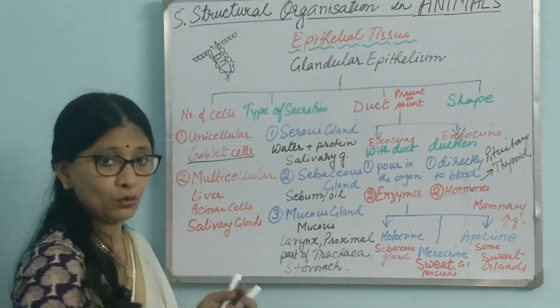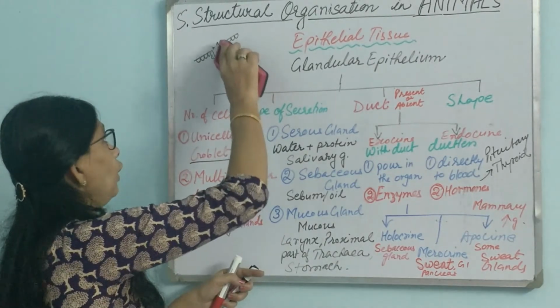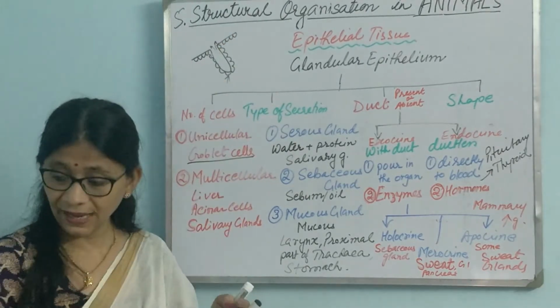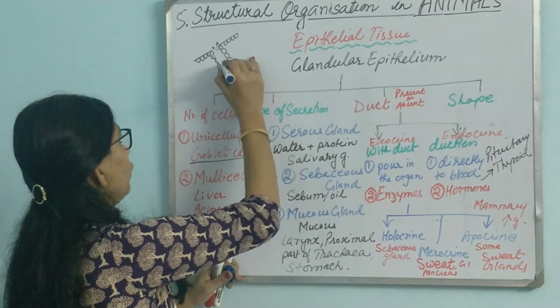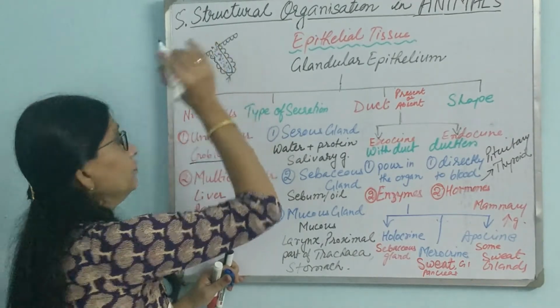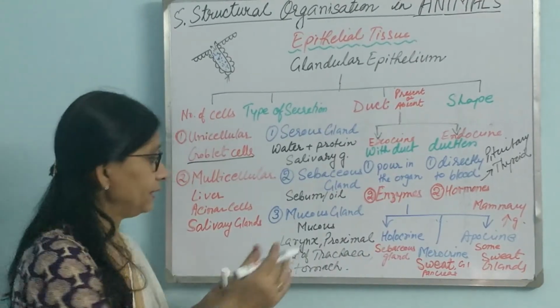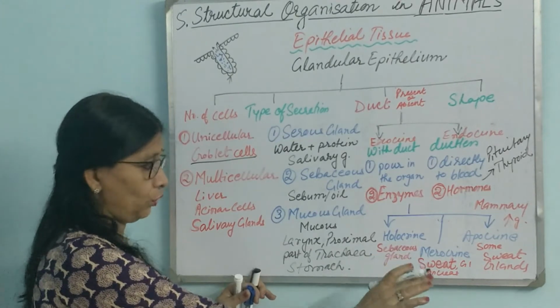In case of merocrine gland, what happens? The cells are not hampered. The cells are as it is, and the secretion is coming out by way of diffusion. It is just secretion which is coming out. Just the liquid part is coming out by exocytosis. But the cells are not spoiled, not destroyed.